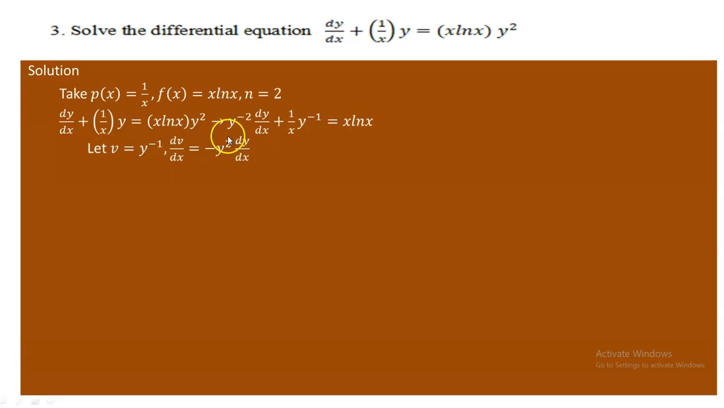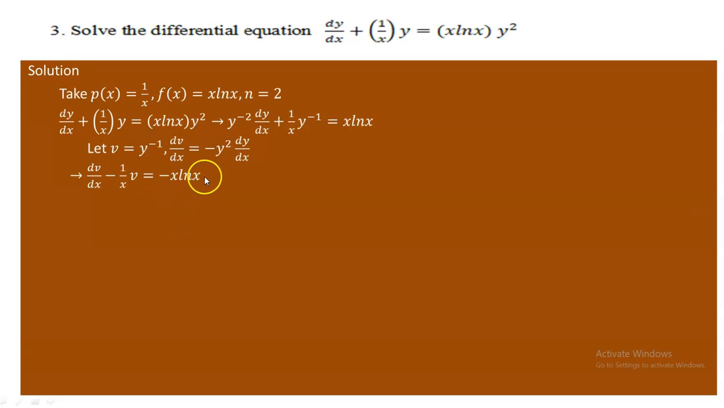Please correct this to minus 2. Minus y to the power of minus 2 dy over dx can come. Anyway, this is going to be substituted by dv by dx, as I told you earlier. So this is dv by dx, and this will be negative 1 over x times v equals negative x ln x, because the minus we have here is multiplied throughout. That's why I'm having minus minus here. So dv by dx minus 1 over x times v is equal to minus x ln x.